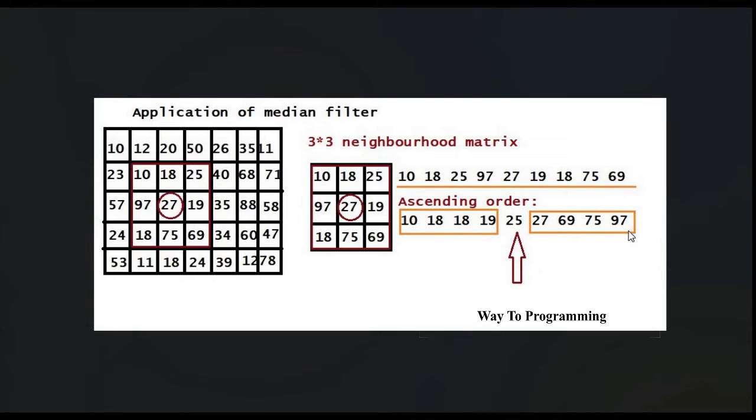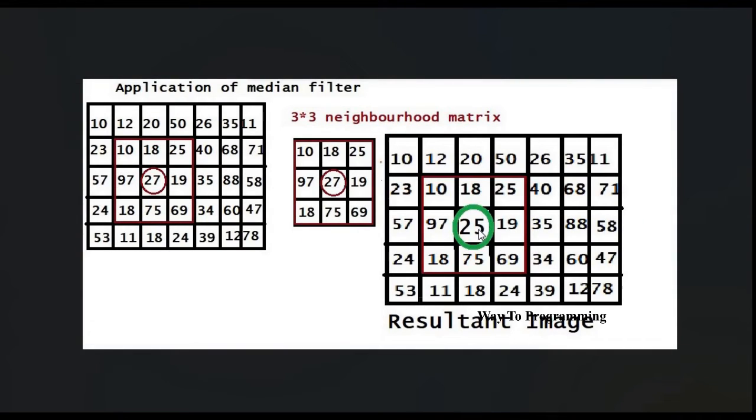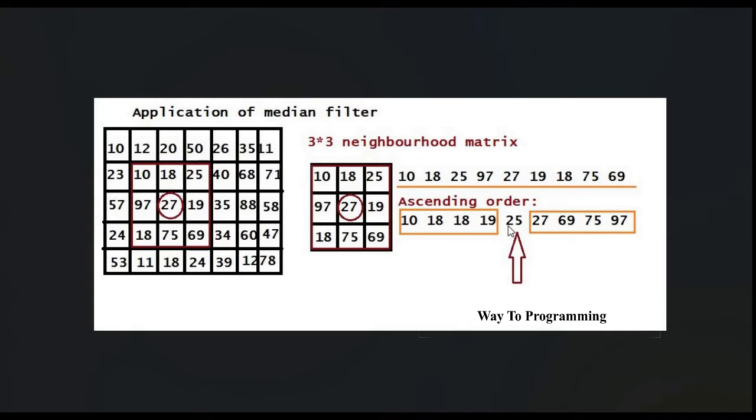Leave an equal number of pixels on both sides. Since we had two same values here, 18, 18, I've taken them like this. If there are same values, the median is 25. So I leave 4 pixels here and 4 pixels here. We have 25, so we'll replace 27 with 25, and this is the resultant image. Similarly, you can apply this filter on every pixel if you want. This is how the median filter works. Median means you are finding the middle value. So this is how you calculate the median.